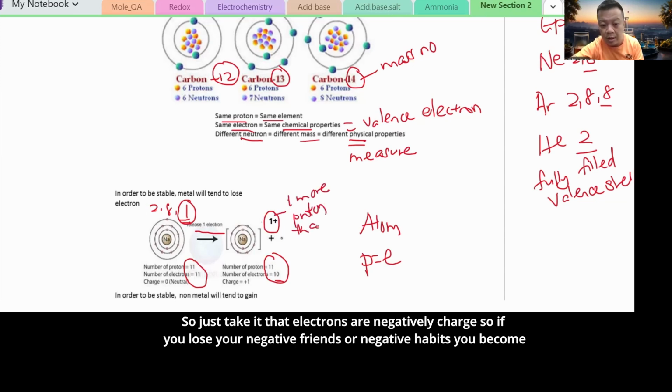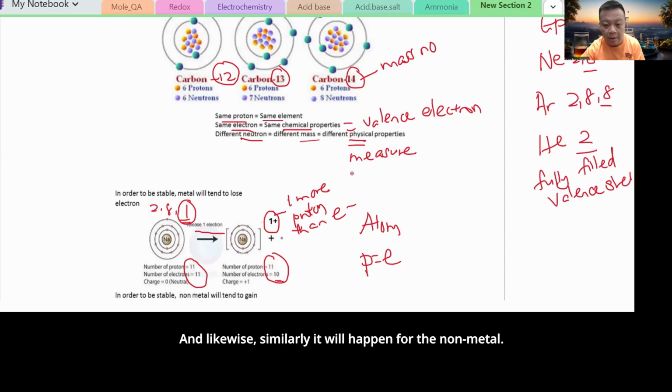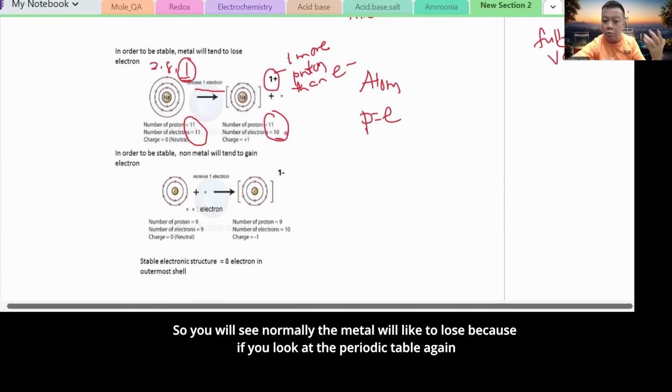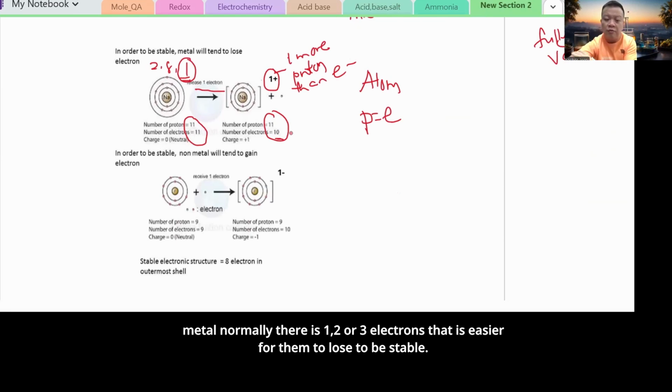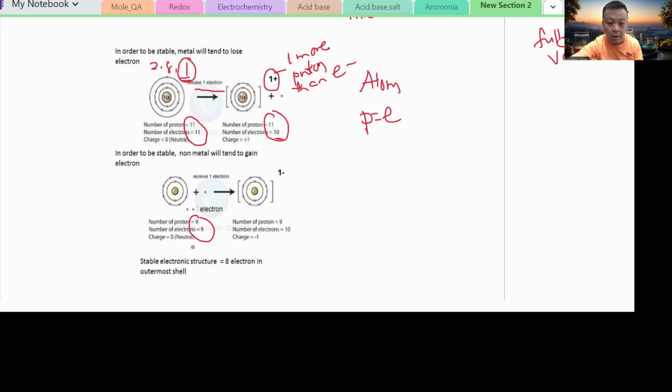All right, so just take it that electrons are negatively charged. So if you lose your negative friends or negative habits, you become more positive. And likewise, similarly, it will happen for the non-metal. So you will see that normally metals would like to lose, because if you look at the periodic table again, metals normally have 1, 2, or 3 valence electrons. It's easier for them to lose to be stable. All right. Whereas non-metals will tend to gain. So you see fluorine, same thing, protons and electrons are the same. That's why no charge. All right.